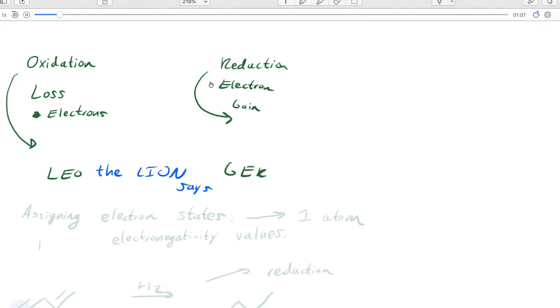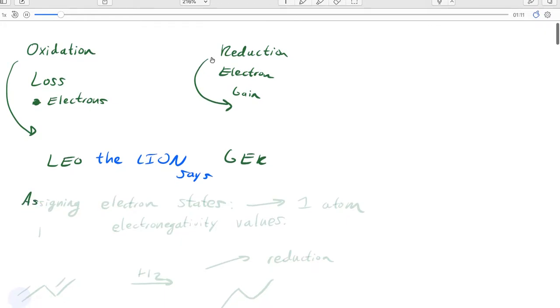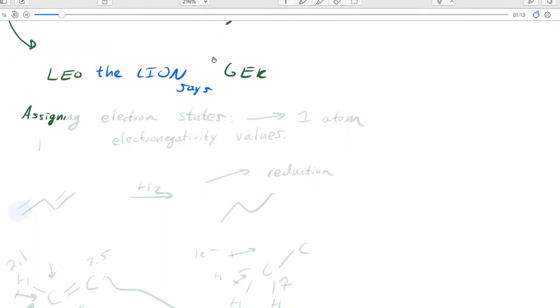When we're talking about electrochemistry, we're talking about assigning electron states or oxidation numbers to keep track of where the electrons are going. So let's illustrate that with a couple of examples.